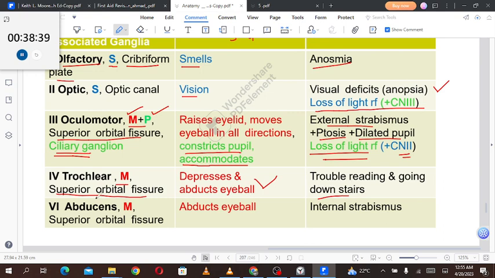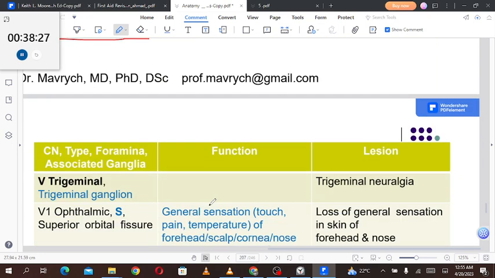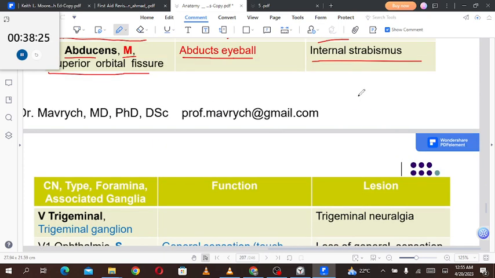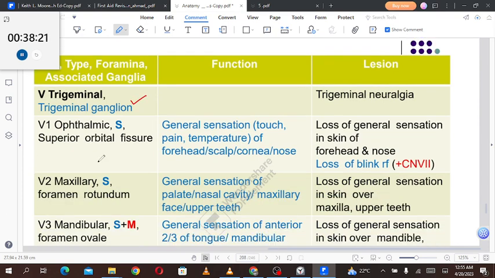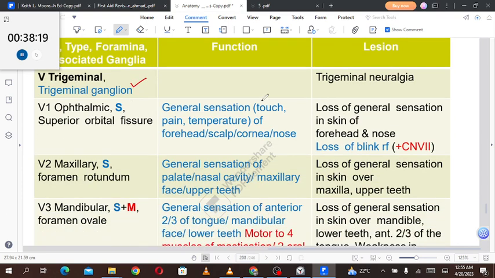Then cranial nerve 6, the abducens nerve, is also purely motor. It also passes through the superior orbital fissure, and it supplies the lateral rectus. It abducts the eyeball, and a lesion to it will result in internal strabismus, as we saw in cavernous sinus thrombosis. Then we have the trigeminal nerve, which has 3 divisions, V1, V2 and V3. A lesion will result in trigeminal neuralgia, and it is associated with the trigeminal ganglion as well, where it relays, I guess.